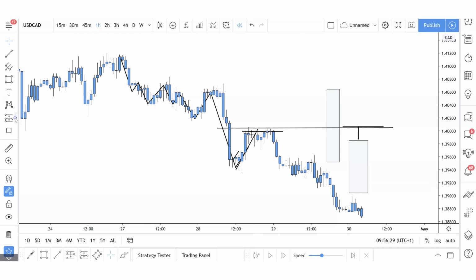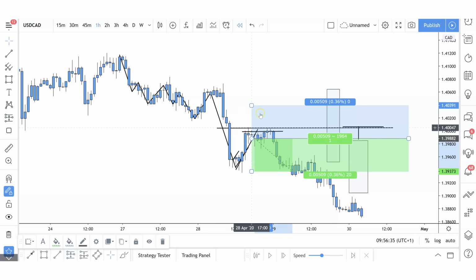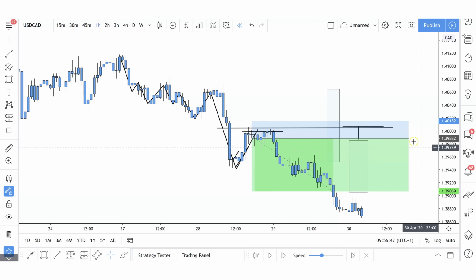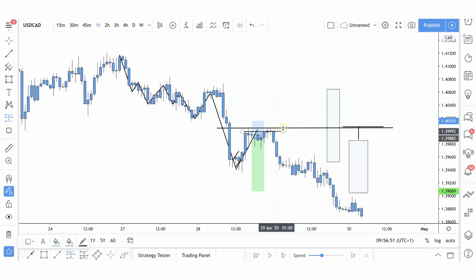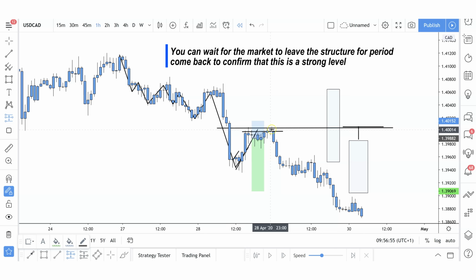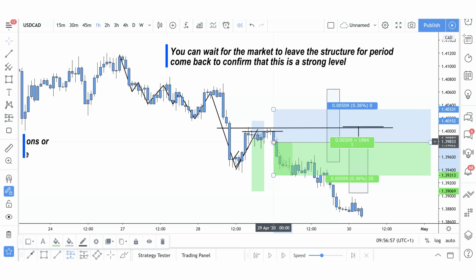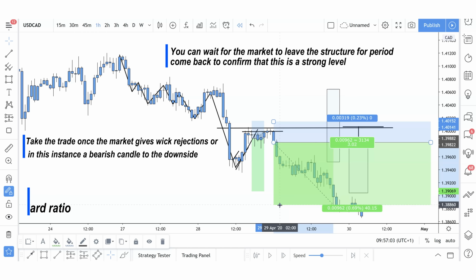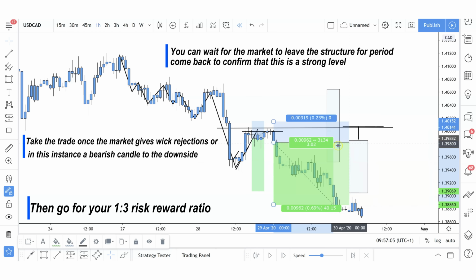So when taking these trades, again, take them in line with your strategy. But what you want to see the market do, you could either take it immediately at the pullback, that is completely fine, and then look to go for your 1 to 3 risk reward ratio, stop loss above the structure. Or just like our first example, you can wait for the market to leave the structure for a period, come back to confirm that this is a strong level, and then you can take the trade once the market gives wick rejections, or in this instance, a bearish candle to the downside, and then go for your 1 to 3 risk reward ratio.